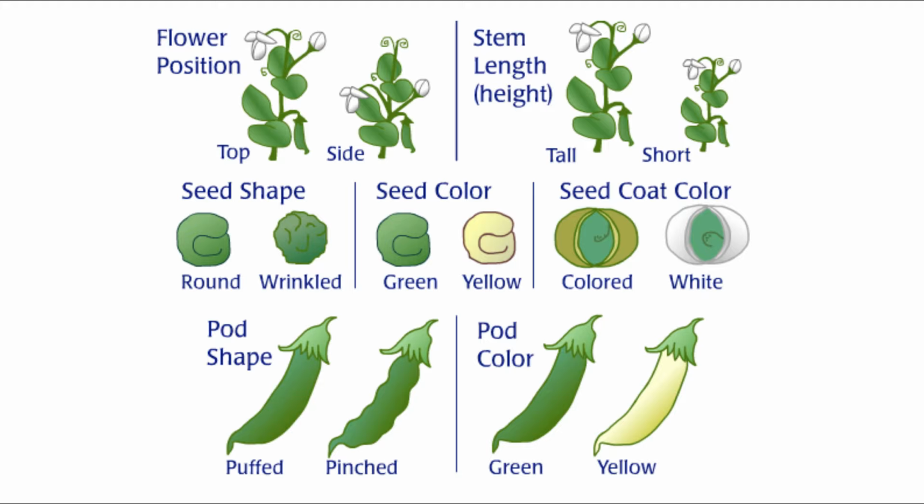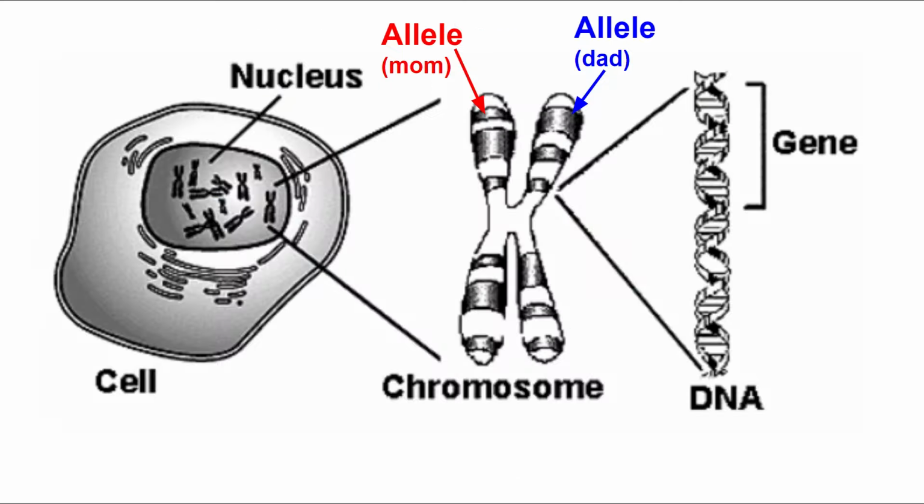He started breeding more and more, and he noticed that some traits, so characteristics, skipped generations, and then came back later. So he's really, really curious of why this is all happening.